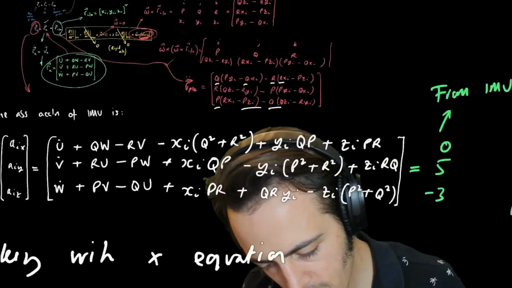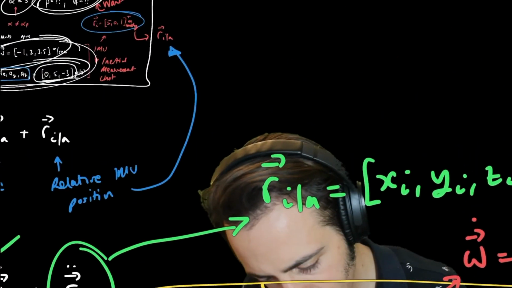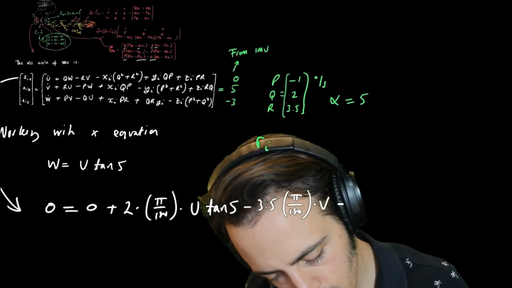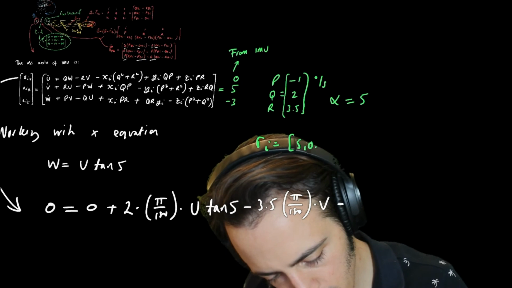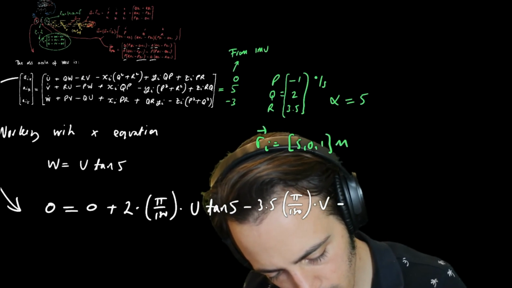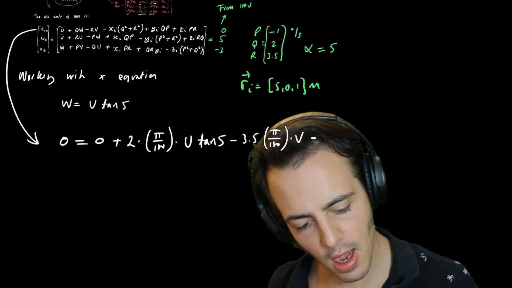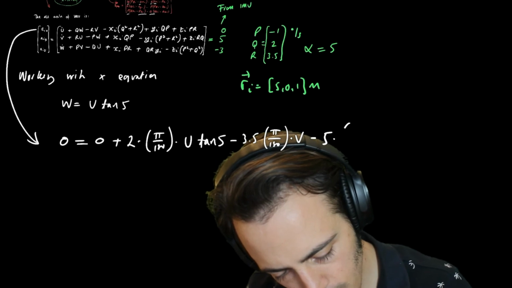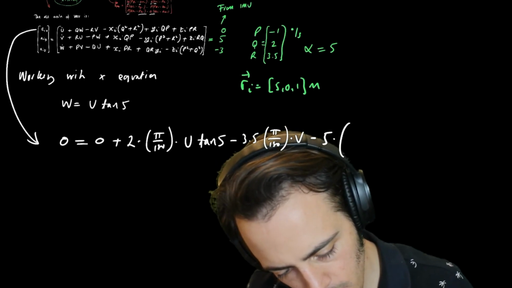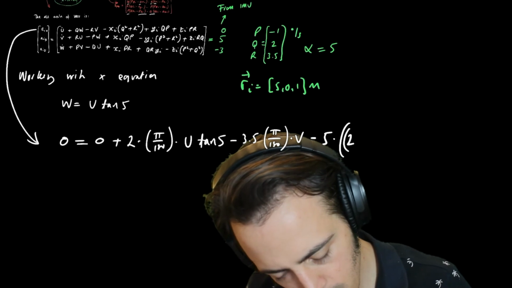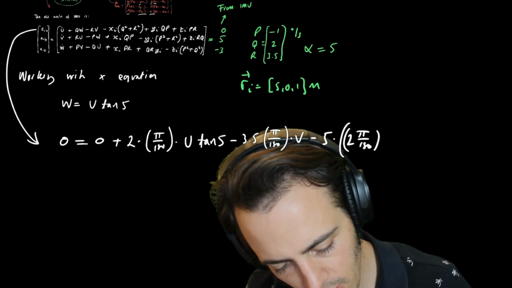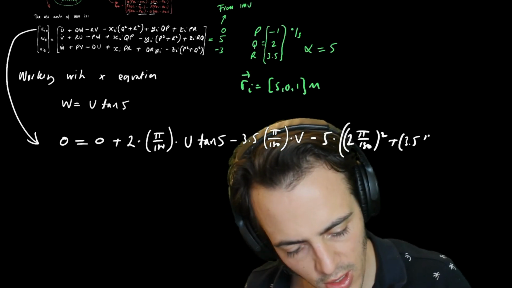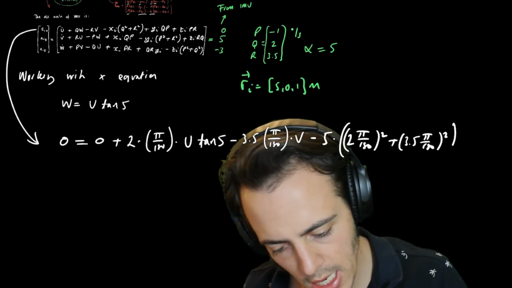minus xi. Now let's remember what our location was. We had 5, 0 and 1 was our location vector. That tells me that xi is 5 multiplied by 2 multiplied by pi on 180 squared plus 3.5 multiplied by pi on 180 squared.